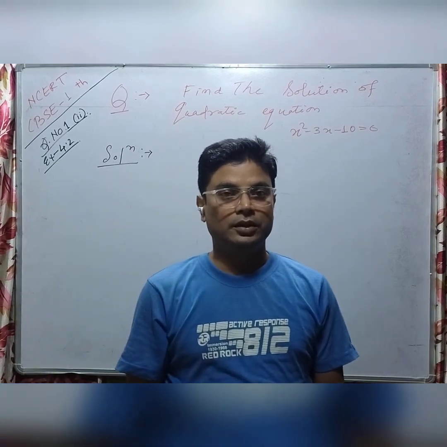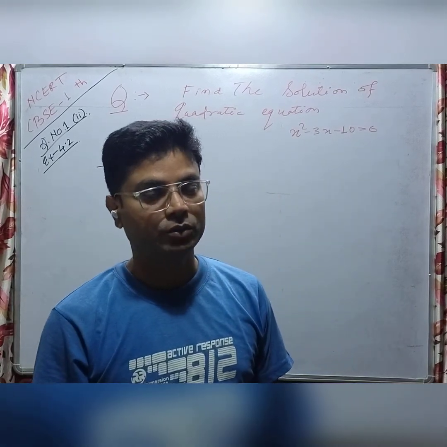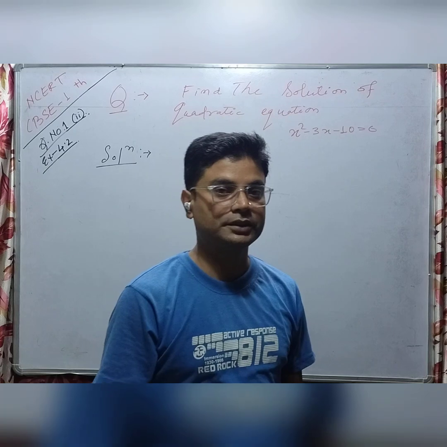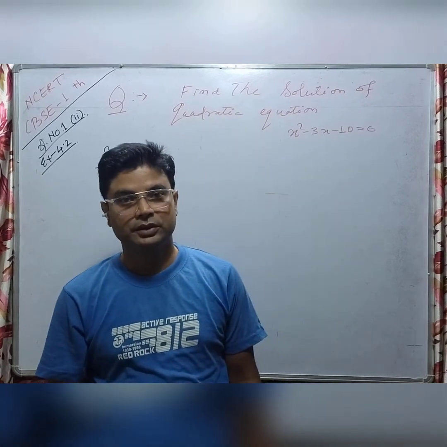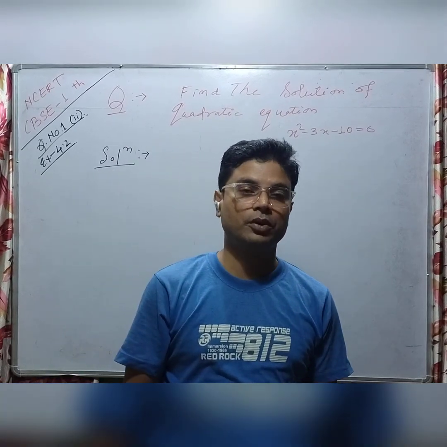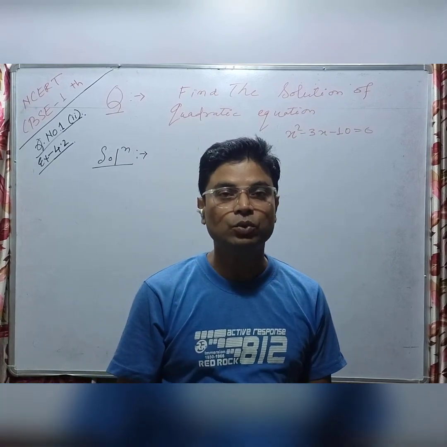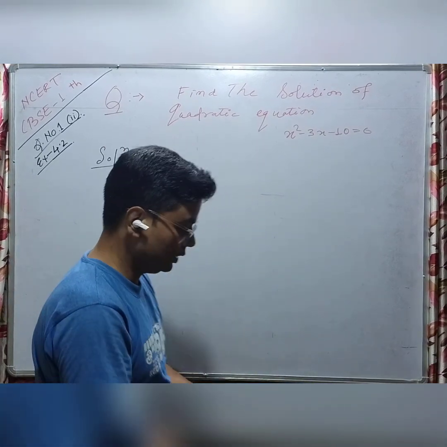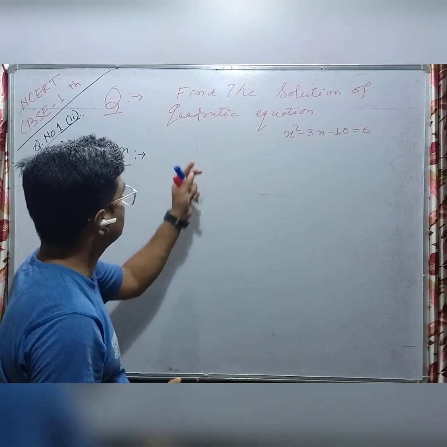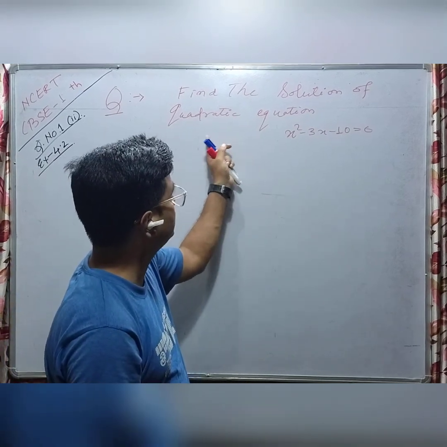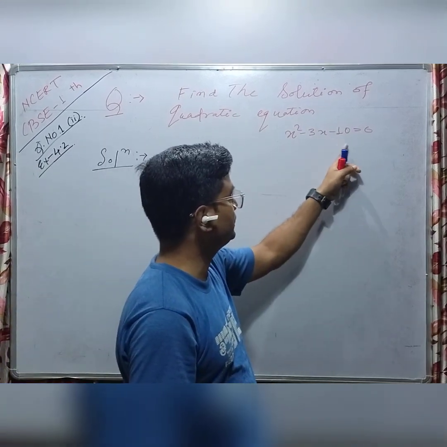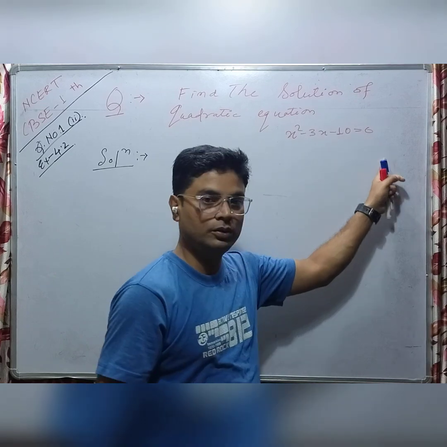Today, I am going to discuss quadratic equations of class 10 mathematics, and I will solve problems from exercise 4.2, question number 1, 2. See, here is a problem. There is a quadratic equation x square minus 3x minus 10 equal to 0.